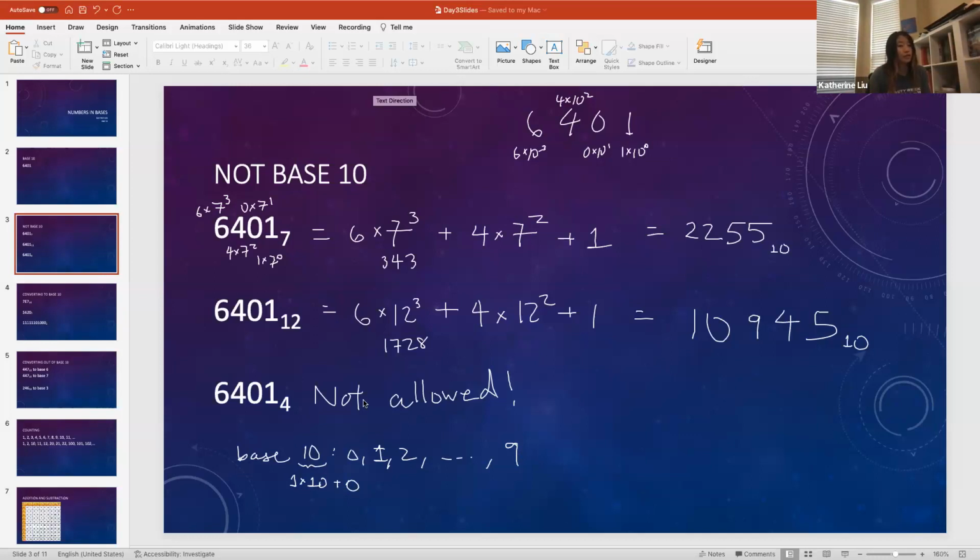So in bases, you're only allowed to use digits that start from 0 and go up to 1 less than the base you're in. So that means if we use base 4, we can only use the digits 0, 1, 2, and 3. Okay, so just keep that in mind for now.